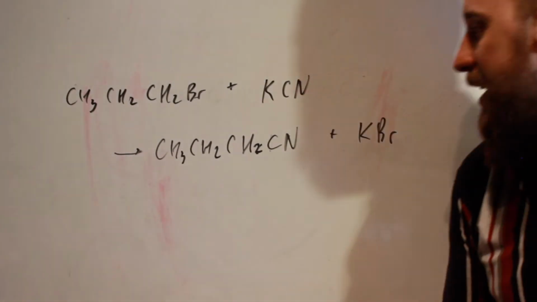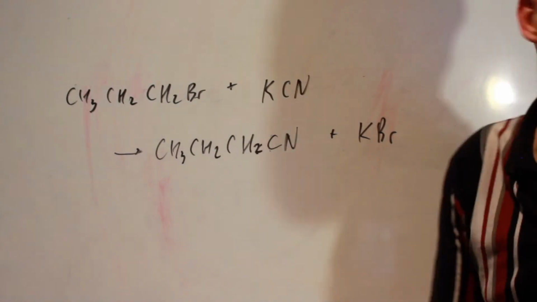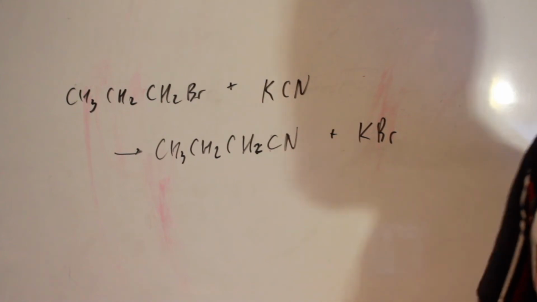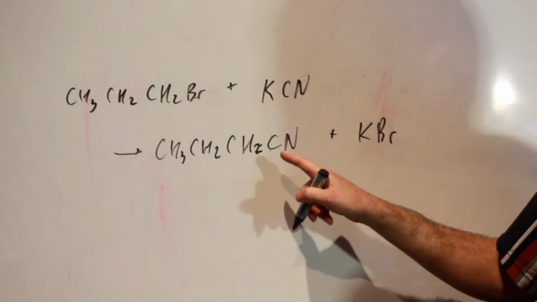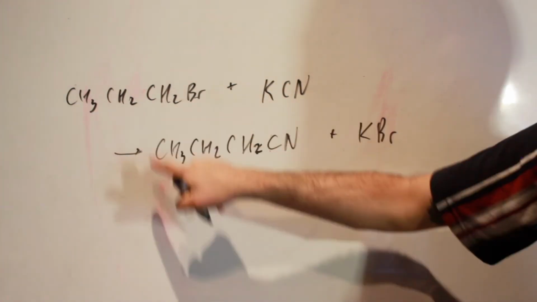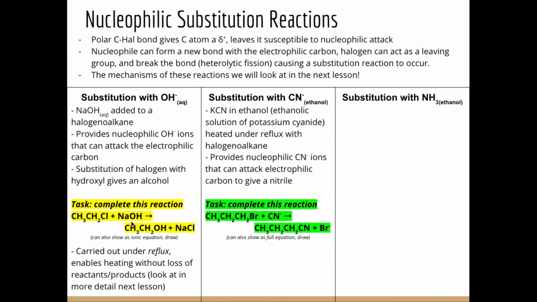Now what you might see here, which is something that is very useful, is the fact that we have extended the carbon chain. We've gone from a prop to a but, which is very useful, especially in chemical industry and chemical synthesis. We can extend that carbon chain, used often in industry.